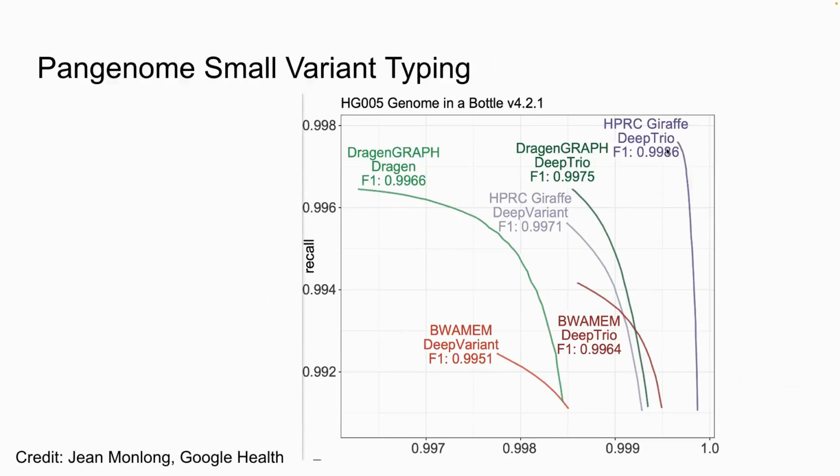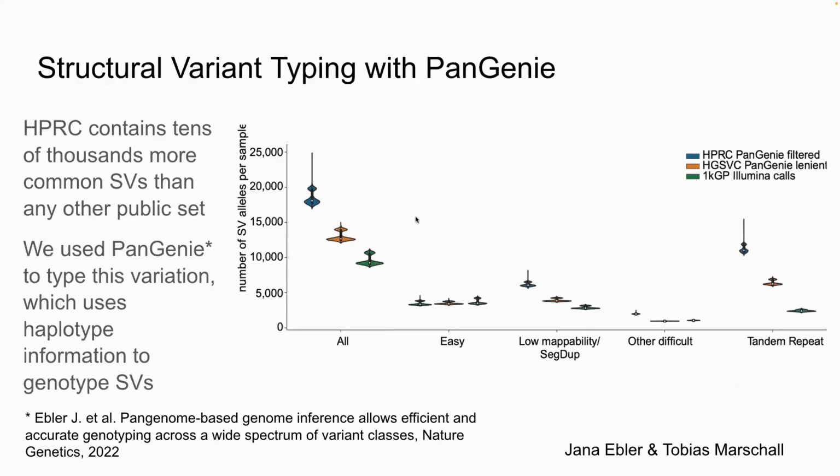Extremely, extremely good. This is a precision recall plot, up and to the right. It's good. You can read about the details in the paper. I think we reduced the errors by about 30-ish percent of the remaining errors, which doesn't sound like much, but we're still talking about a few tens of thousands of variants that are now no longer wrong.